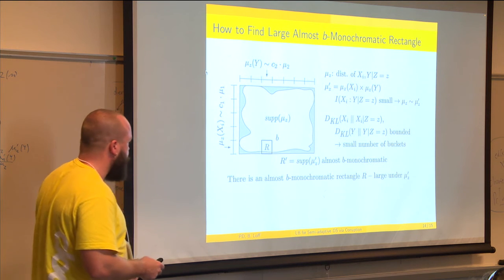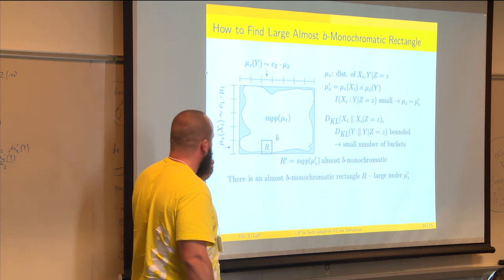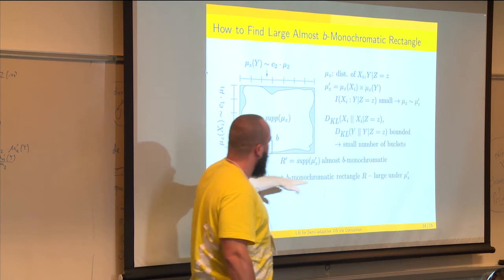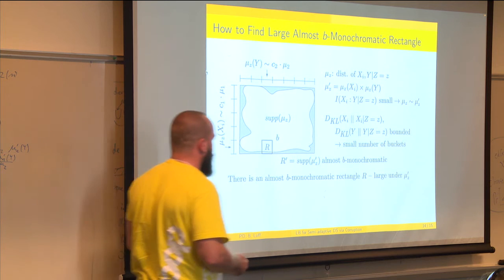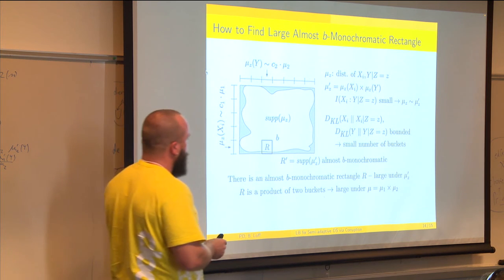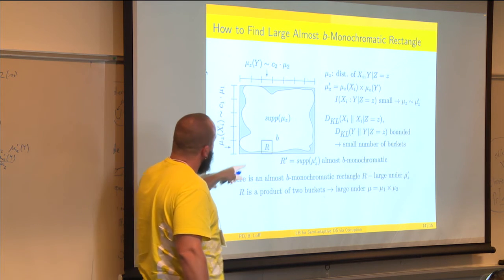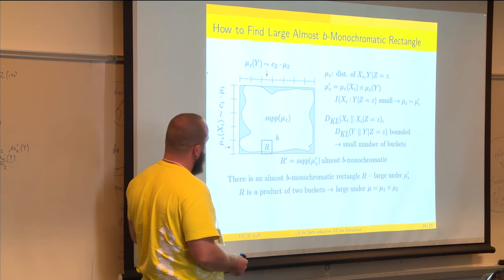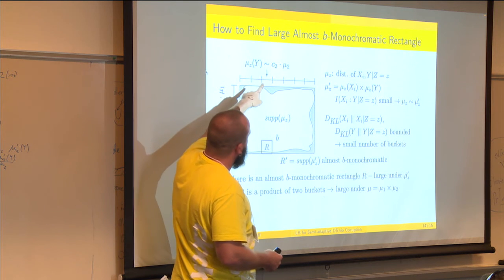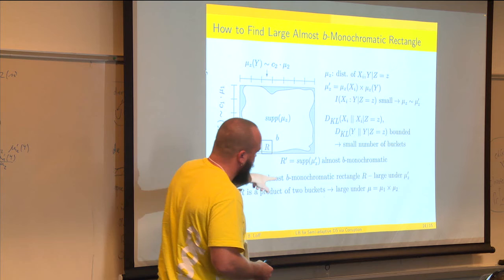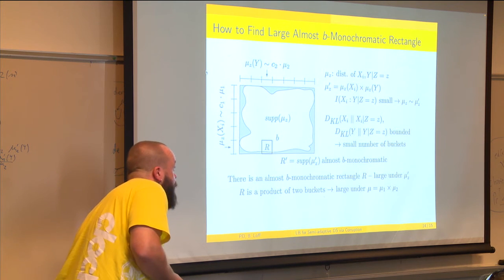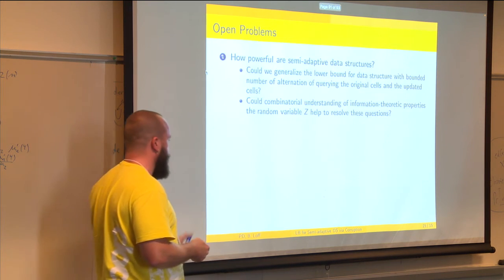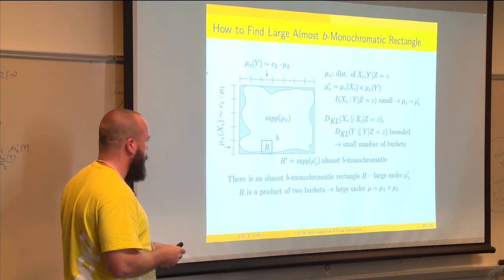And therefore, because there is a small number of buckets, we know that there is an almost monochromatic rectangle which is large under this mu prime z. Basically, the probability of R under the original distribution is C1 times C2 times smaller than under mu prime z, and C1 and C2 are small numbers. Therefore, it's also large under the original distribution, and that's how we find our large monochromatic rectangle.